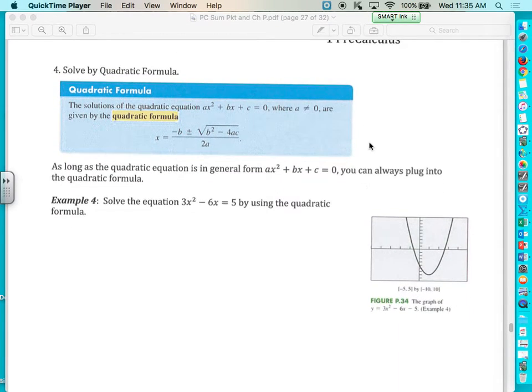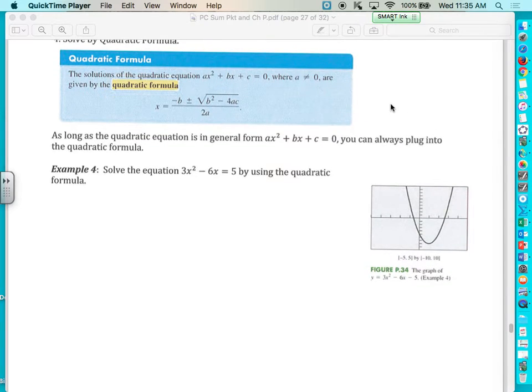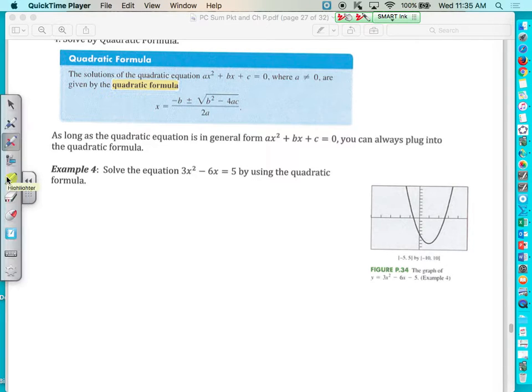All right, and then the last example is quadratic formula. We've done lots of quadratic formula there. Remember, you want this in that descending order here.